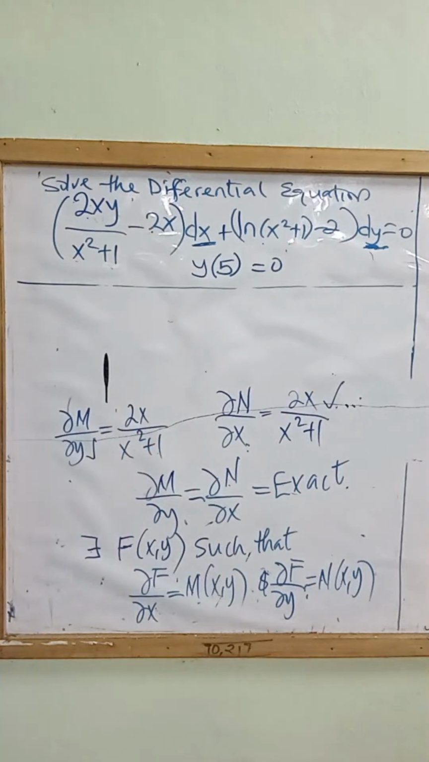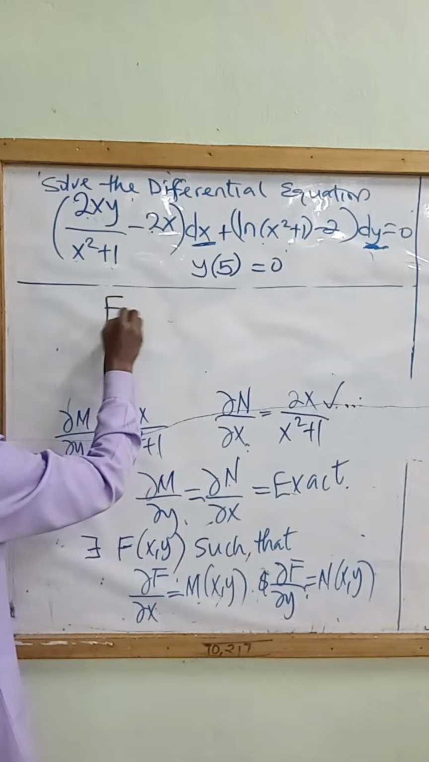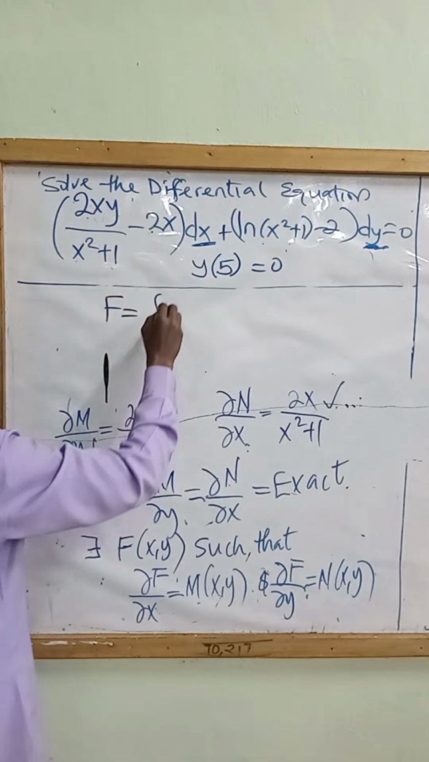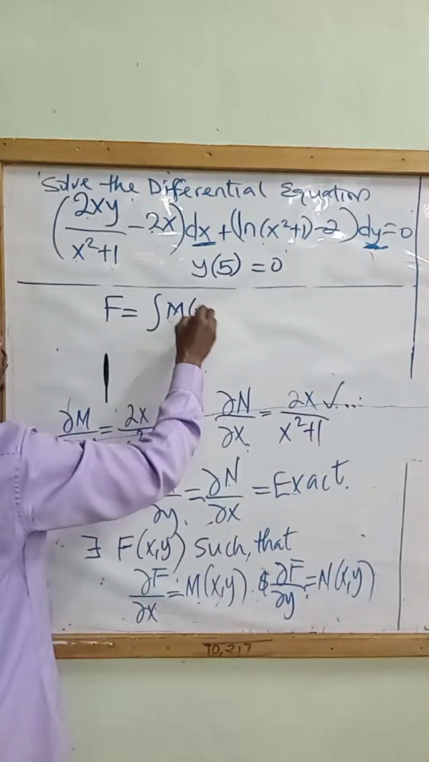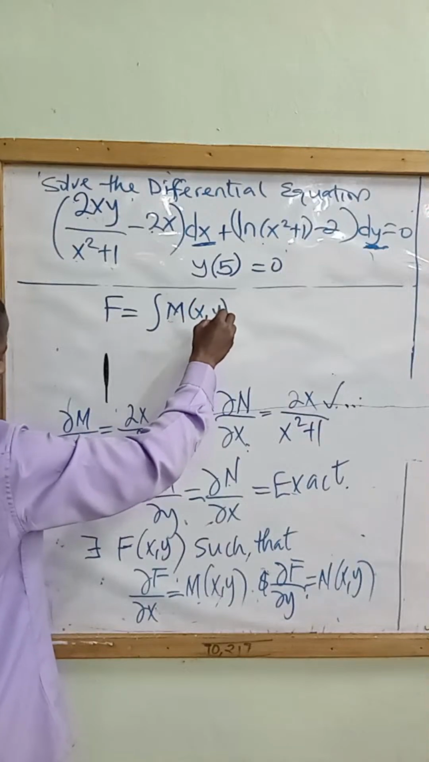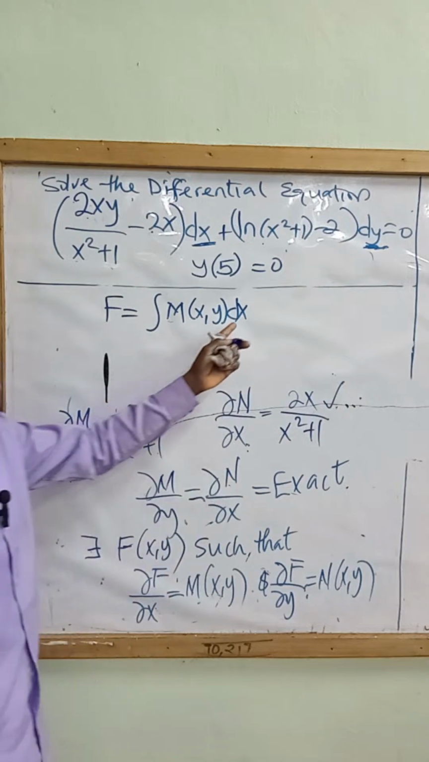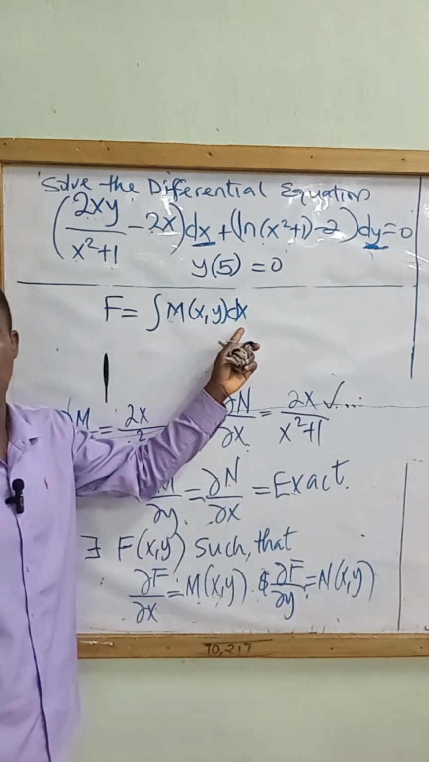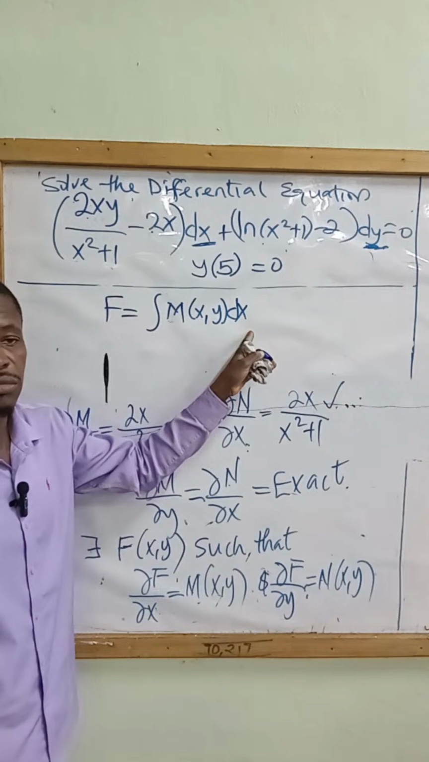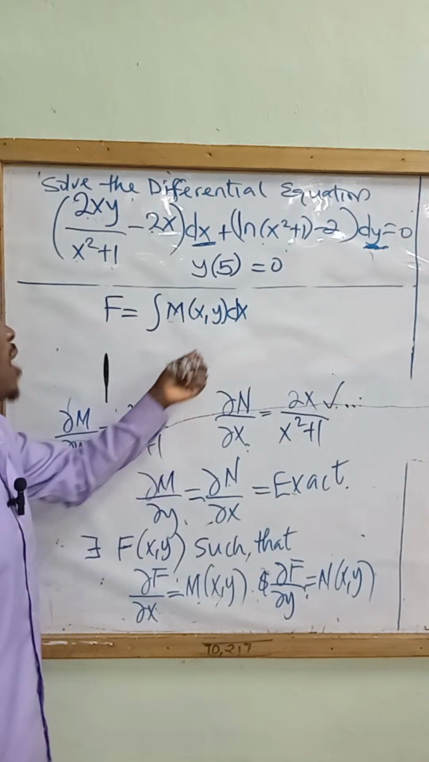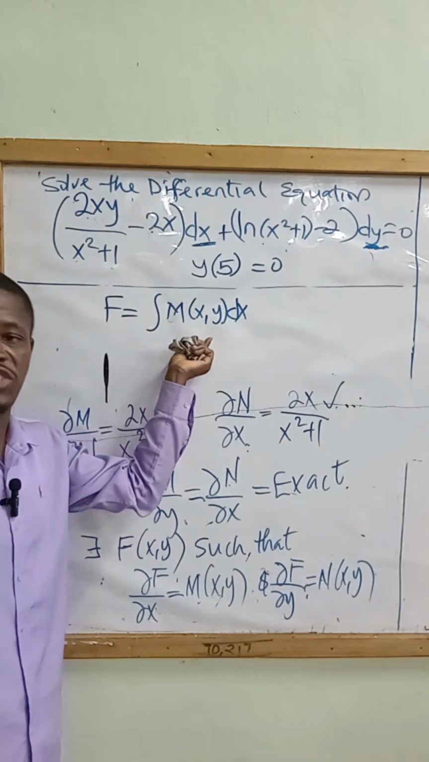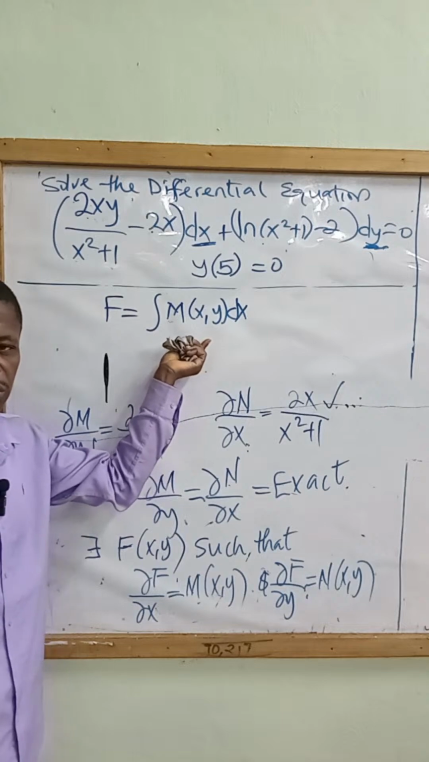And that will be equal to, integrate both sides. We're going to have f equal to the integral of m as a function of x, y, dx. You can use dx or you can use del x. But what we are going to do here is partial integration.